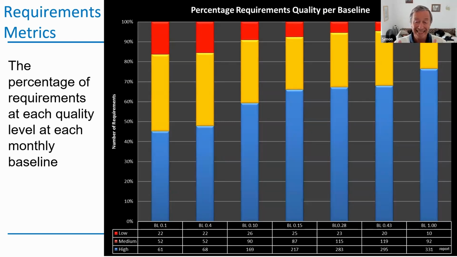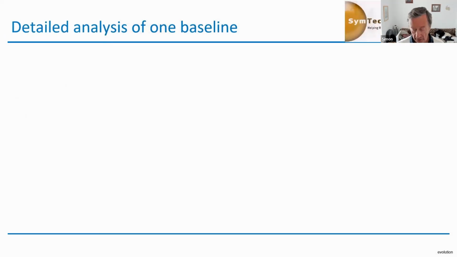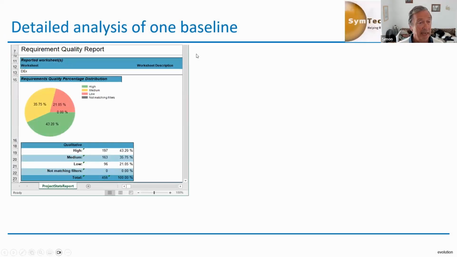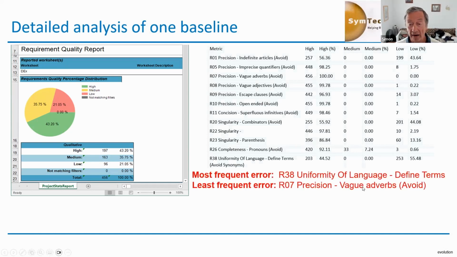It's much better if we look in detail at the various rules. And this is one of the baselines. We can get a report out in Excel with a nice pie chart. But what I found interesting is this is high, medium, and low level per rule that we were testing at that particular time. And what this means is that we can look at the most frequent error, uniformity of language. Terms were still getting through that people were using which were not in our library of controlled language, and we had to go back and substitute those. That's a relatively easy thing to do.